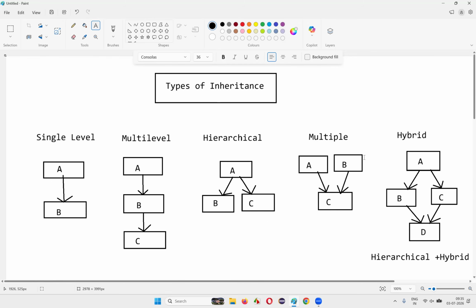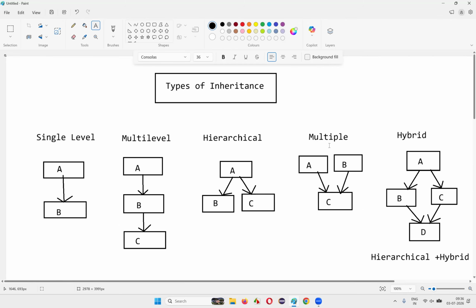Now, in Java, are all these inheritance types valid? Yes, they are valid. But in Java, there are two things, classes and interfaces. Till now, in this course, I covered only the classes. I didn't cover the interfaces. So not all of these inheritance types are supported by classes, but they are supported by interfaces. With classes, single level inheritance is possible. Multi-level inheritance is also possible. Hierarchical, where the same parent has multiple child classes, is also possible with the classes.